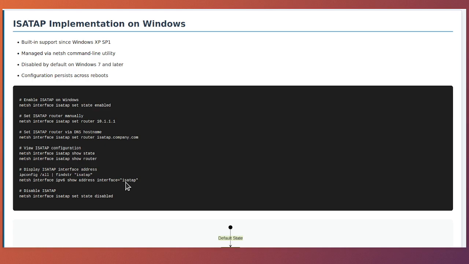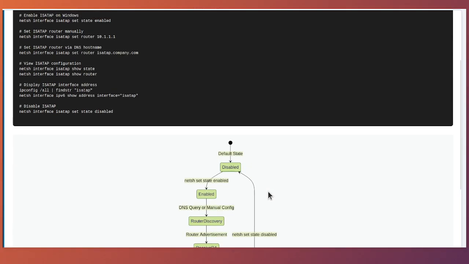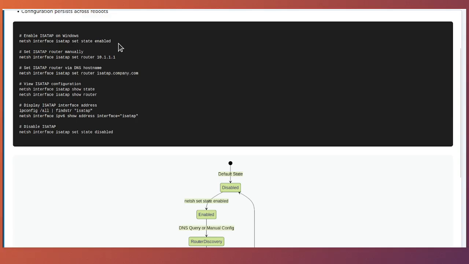The primary tool for managing ISATAP on Windows is the NETSH command line utility. NETSH, which stands for Network Shell, is a powerful scripting utility that allows configuration of various network components. For ISATAP specifically, we use the interface ISATAP context within NETSH. This context provides commands to enable or disable ISATAP, configure the router address, view current status, and troubleshoot connectivity issues.